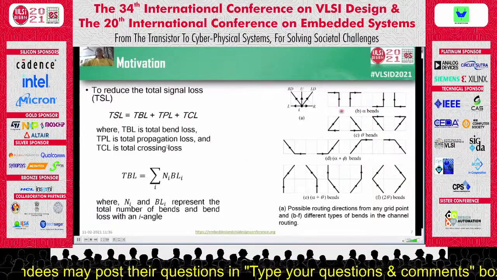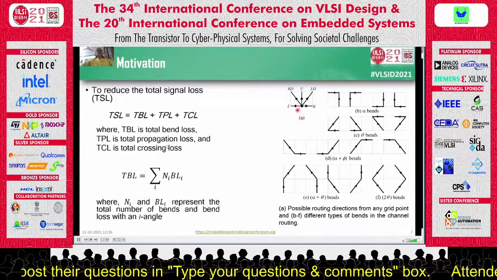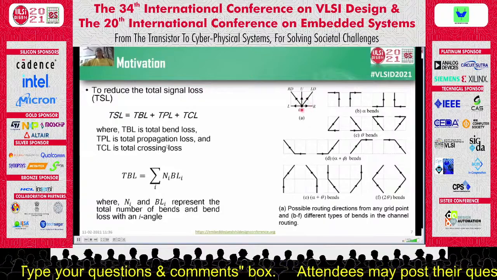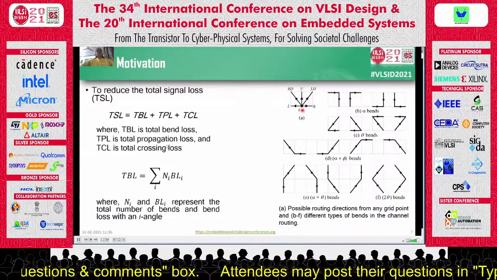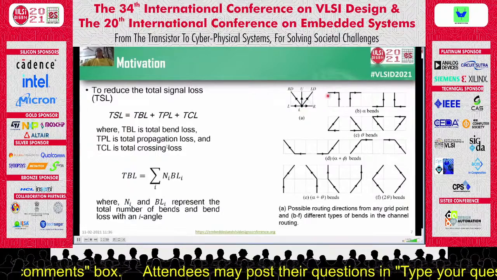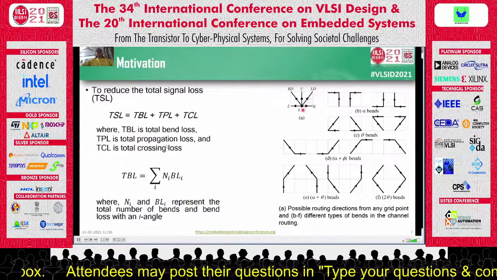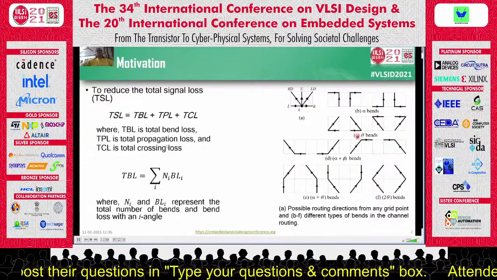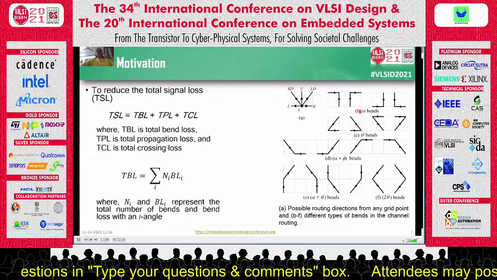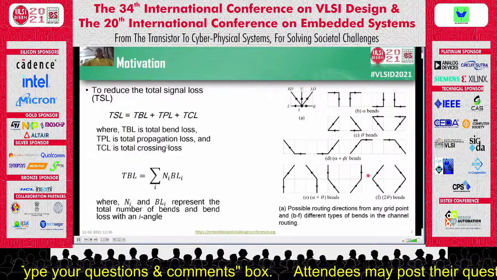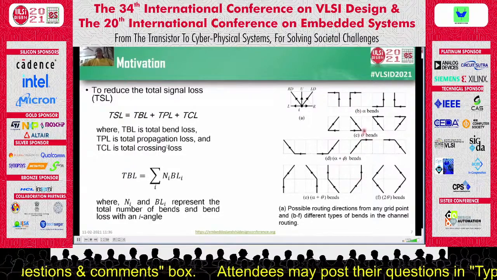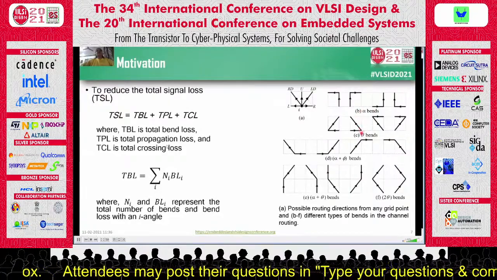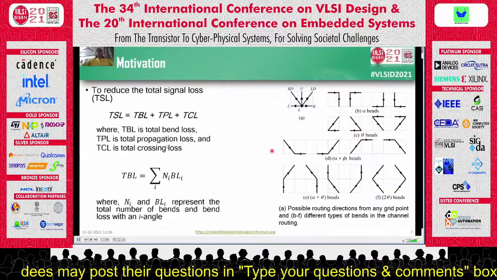From this figure, we can see that an optical waveguide can move in 5 different directions from a given channel grid point. This shows 5 different types of bends in our channel routing, where theta and alpha bends are smaller as compared to the remaining 3 bends. Hence, theta and alpha will have a significantly higher effect on the total bend loss.